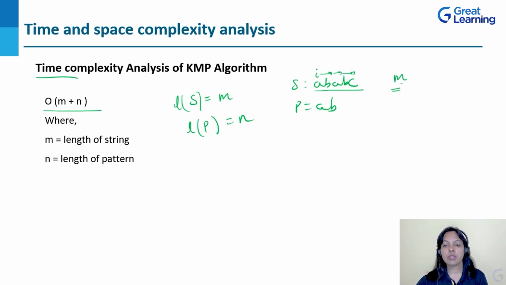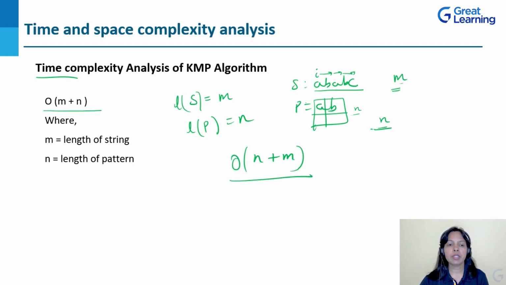And for the pattern, to construct the prefix table, we have to scan each character of the pattern once, right? So if there are n number of characters here, the time taken to create this prefix table will be n. Now combining these two, it will be n plus m. So big O of n plus m is the time complexity for KMP algorithm.